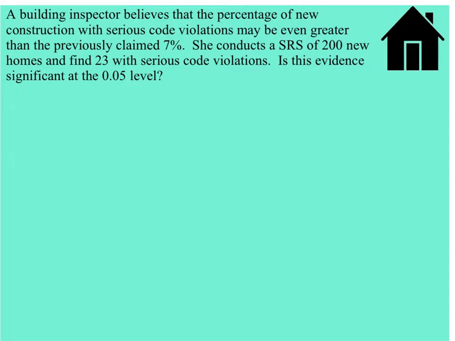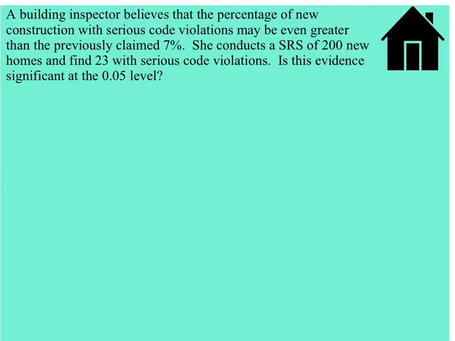In this video, I want to do another example of a one-proportion z-test. A building inspector believes that the percentage of new construction with serious code violations may be even greater than the previously claimed 7%. She conducts a simple random sample of 200 homes and finds 23 with serious code violations. Is this new evidence significant at the 0.05 level?